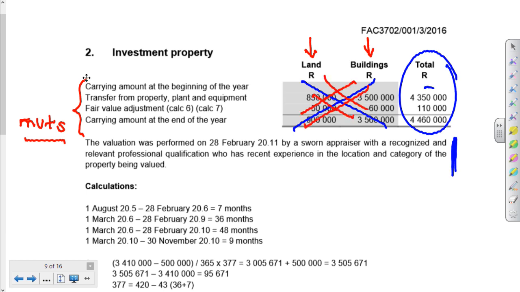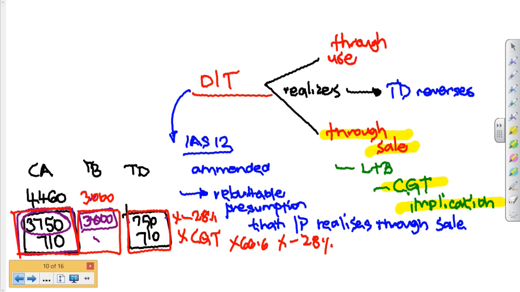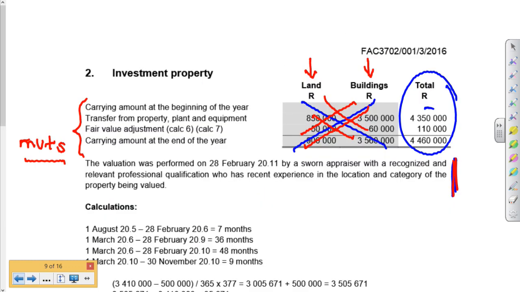The investment property note doesn't have different categories of property. It just has one column, a total column. And so for my total column, carrying amount at beginning was 0. There was a transfer in of 4350, a fair value adjustment of 110, and a balance at the end of 4460. There's also this story, which we did see in the PPE note, which again needs to be put in for the investment property note. It's the story about the reval, about the fair valuation, and the fact that it was done by a sworn appraiser. Okay, so that's the disclosure for investment properties.